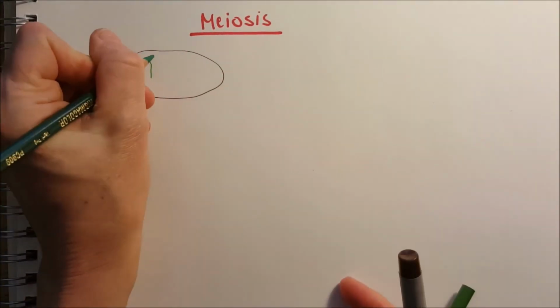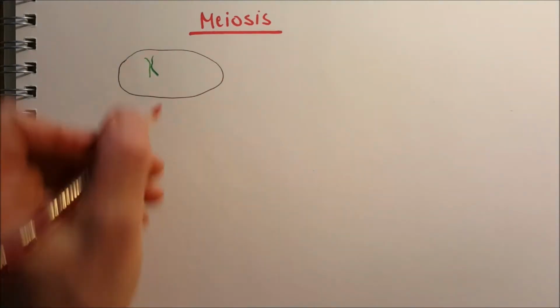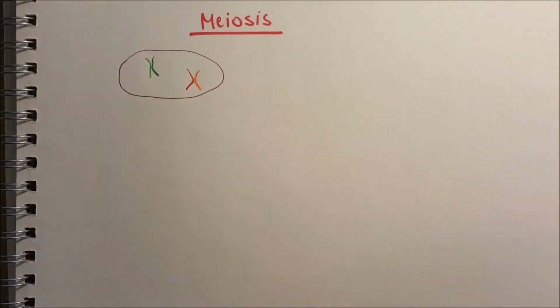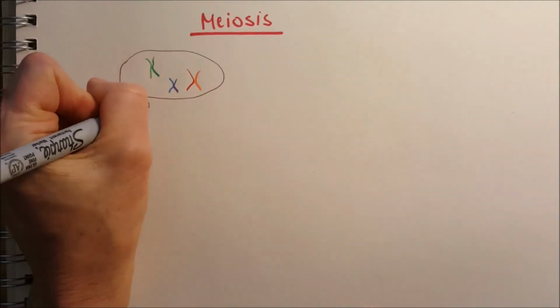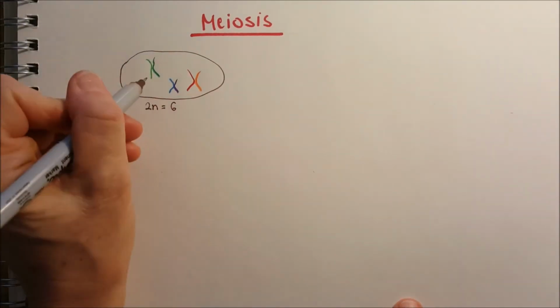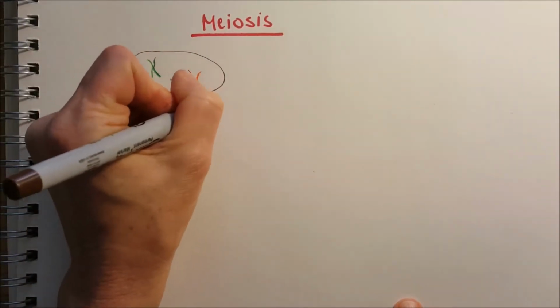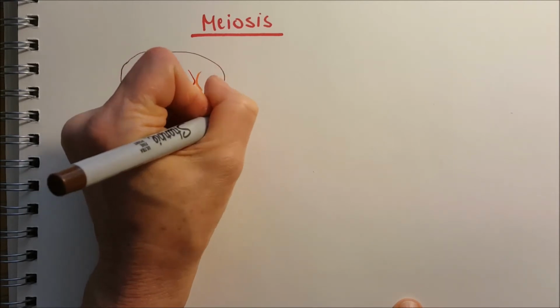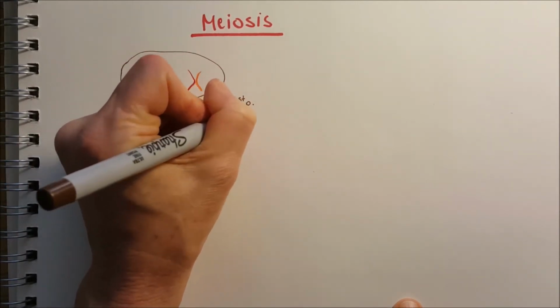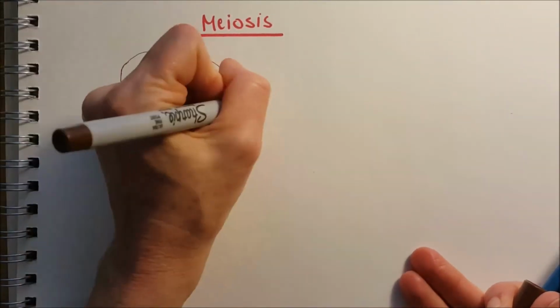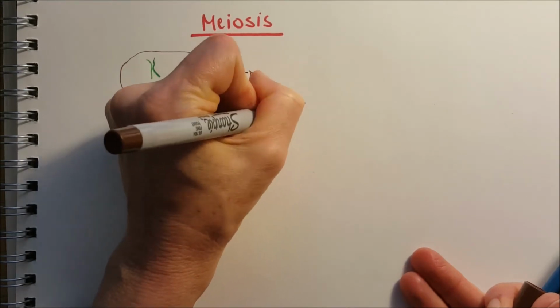So here is a cell, and it contains light green and dark green chromosomes, light blue and purple, and red and orange chromosomes. They are similar in shade, so I wanted to use those colors to show homologous chromosomes. So it's 2n = 6 chromosomes.